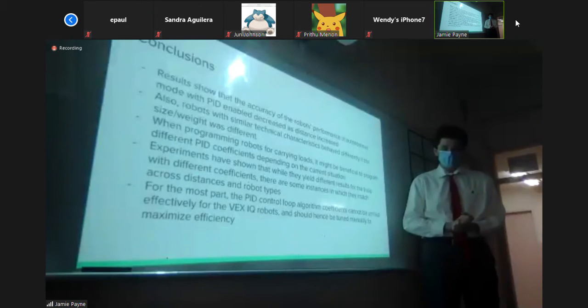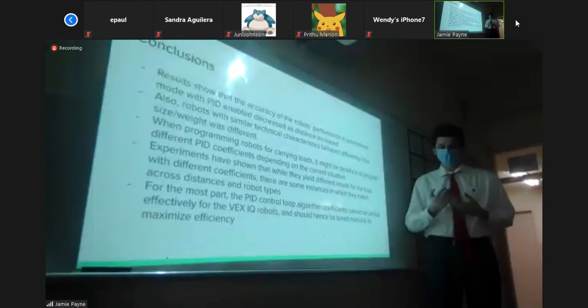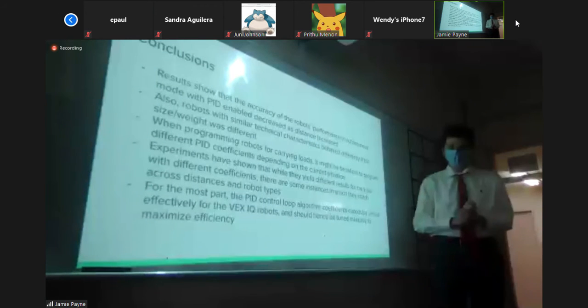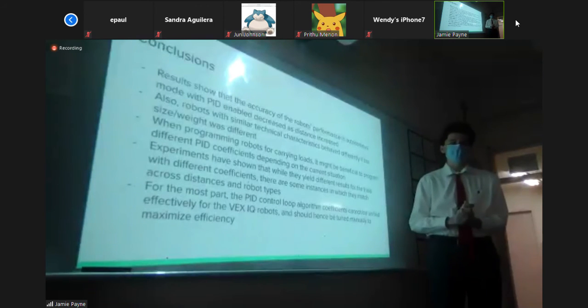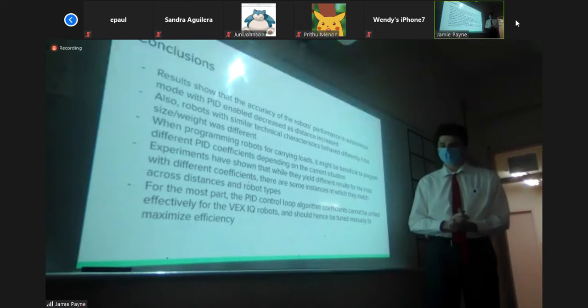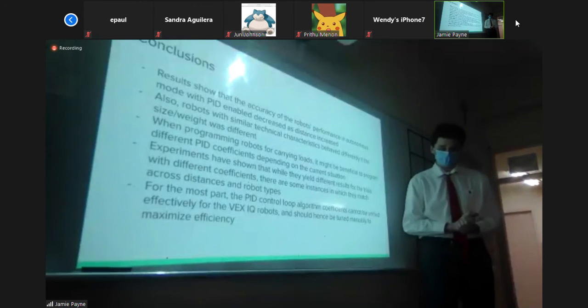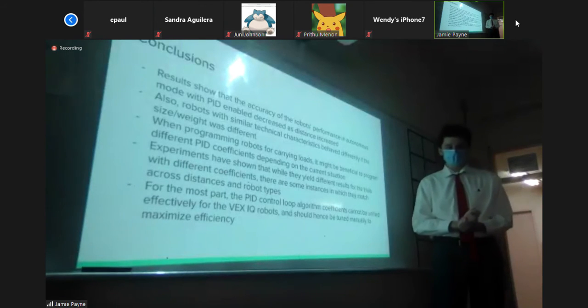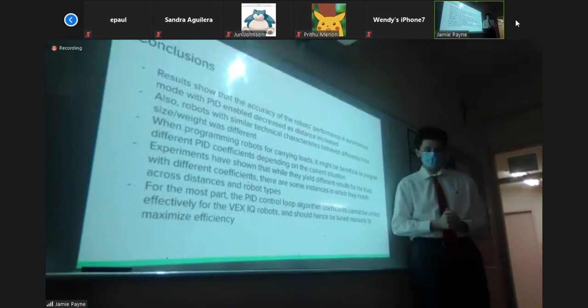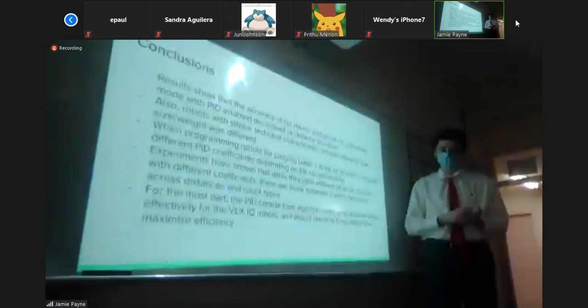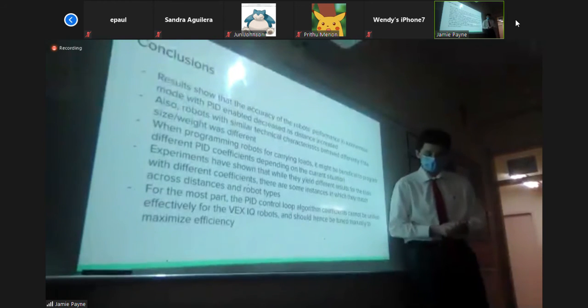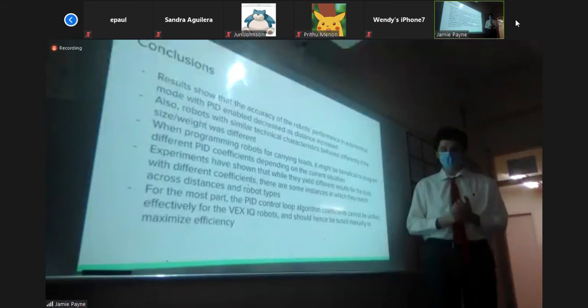When programming robots for carrying loads, it might be more beneficial to program different PID coefficients depending on the situation, because 9 times out of 10, the situation is what makes the PID control algorithm different. There are not many situations in which there are coefficients that will work for all types of situations. The experiments have shown that while they yield different results for the trials with different coefficients, there are some instances, miraculous instances I might say, in which they match across distances and robot types.